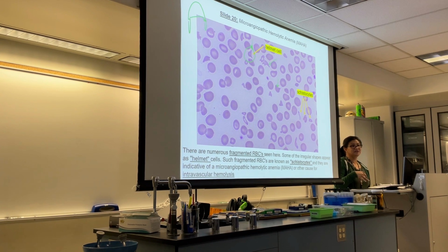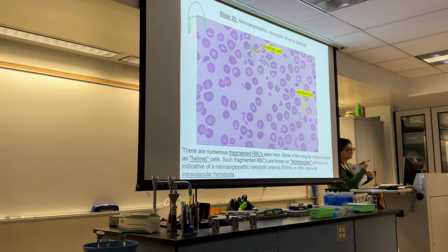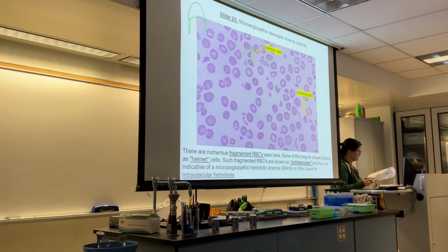Any questions on this one? So for this, if you see red blood cell fragments, schistocytes, chances are you are looking at microangiopathic hemolytic anemia. Any questions on this one, everybody? We have about 3 more to go through.